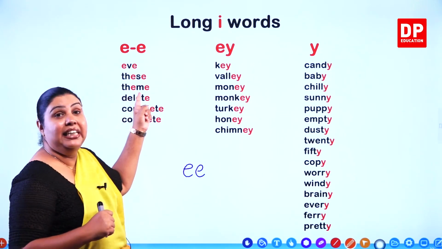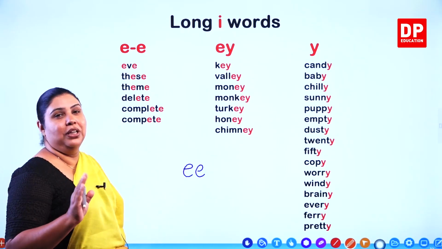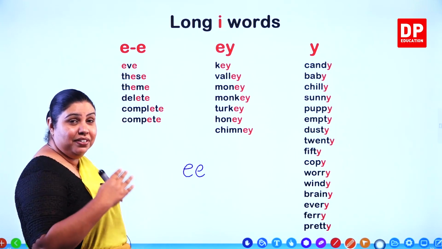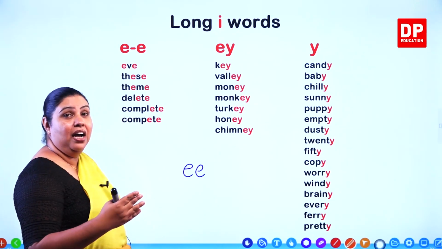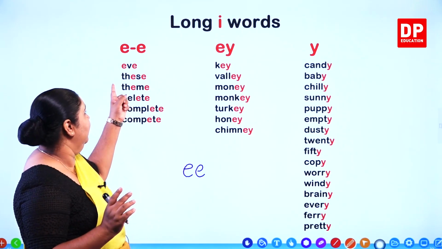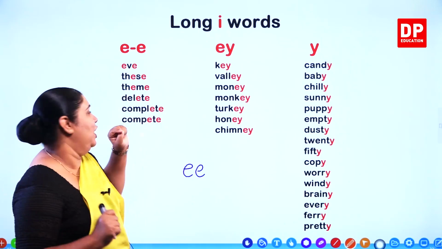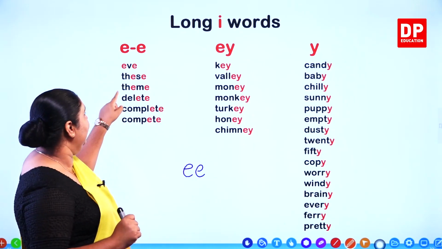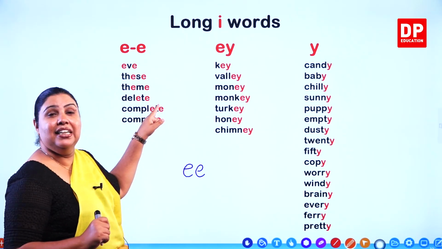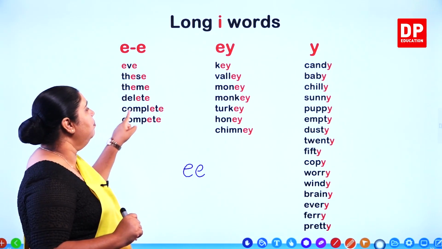Then we have these. These කියන word එක පුතාලා දුවලට හොඳට පුරුදුයි. Because we have done so many activities using the word these. These are, this is, these are. Can you remember? Right. So this word is the word these. Next we have theme. Theme. Delete. Delete. Then we have complete.